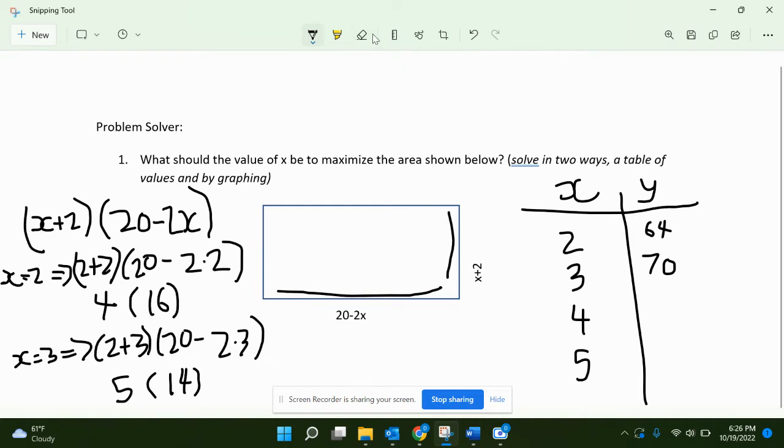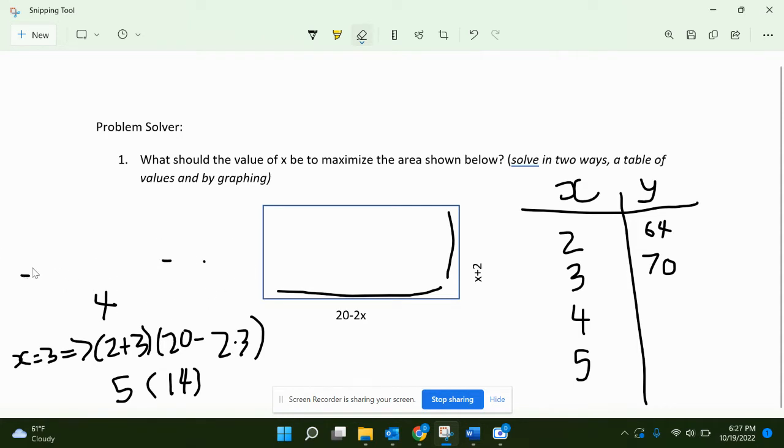Now let's look at x equals 4. I'm just going to create a bit of room here. How do I get rid of this stuff here? Okay, so let's look at x equals 4. Go away. Go away. Come on. There we go. Okay.